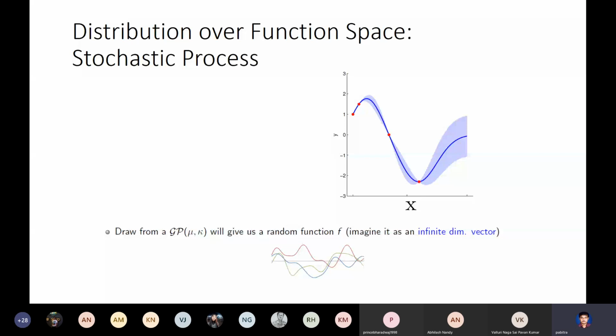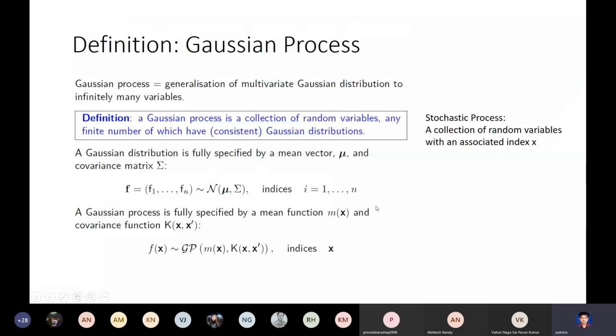There has to be an index value associated with the x. Sometimes this x is called the field of the stochastic process. This index is called a field. It can be time, it can be space, and sometimes this is also called a random field. That's why.